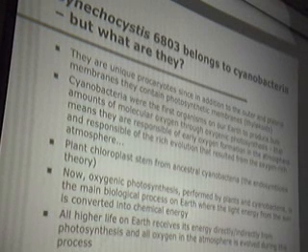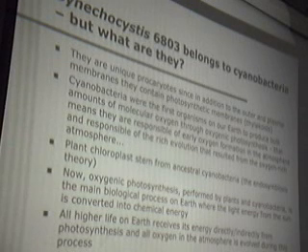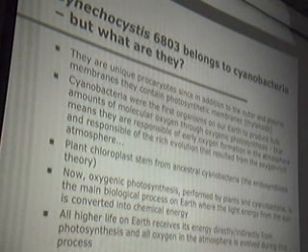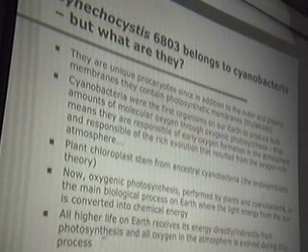Now, oxygenic photosynthesis performed by plants and cyanobacteria is the main biological process on Earth where the light energy from the sun is converted into chemical energy. And all higher life on Earth receives its energy directly or indirectly from photosynthesis, and all oxygen in the atmosphere is evolved during this process.